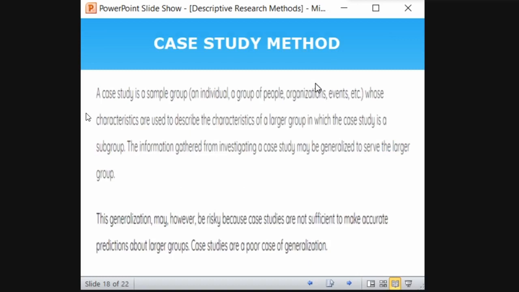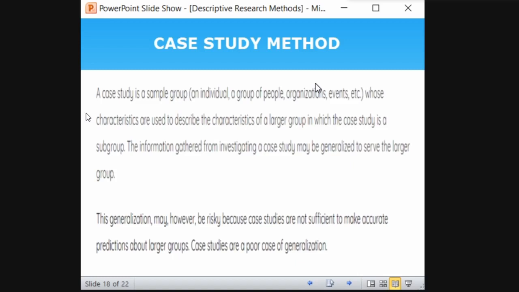So case study, you know what is a case study? You are taking a particular topic or a particular institution or a particular individual, and you are doing an in-depth study, whose characteristics are used to describe the characteristics of a large group, in which the case study is a subgroup. The information gathered from investigating a case may be generalized to serve the larger group, not always. This generalization is, however, risky, that's what I told, because case studies are not sufficient to make accurate predictions about a larger group.